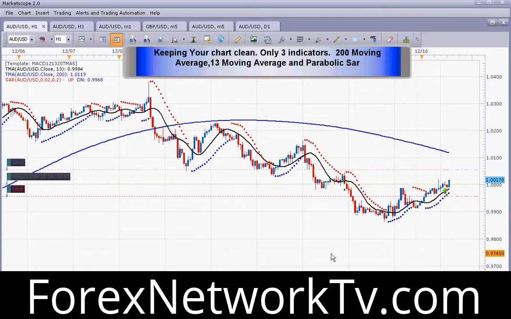As you can see, I'm keeping the chart clean. Only 3 indicators: the 200 moving average, which can be any type, but make sure you're using the same one with the 200; the 13 moving average, which is this one; and the parabolic SAR. That is all you need on this chart.